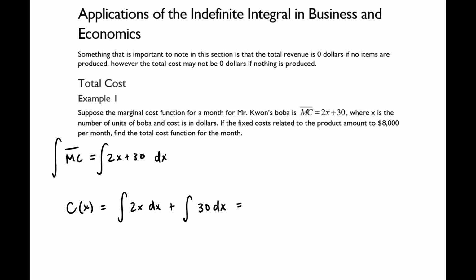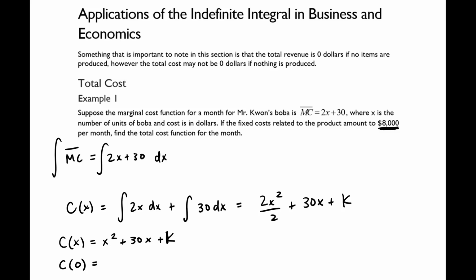And if we do that, we get 2x squared over 2 plus 30x plus, I'm going to write k instead of c since we have our cost function and we don't want to cause any confusion. So our cost function is equal to x squared plus 30x plus our constant of integration k. Now, we still need to figure out what k is, and we know that the fixed costs are $8,000, which means that that's another way of saying that c of 0 is equal to 8,000.